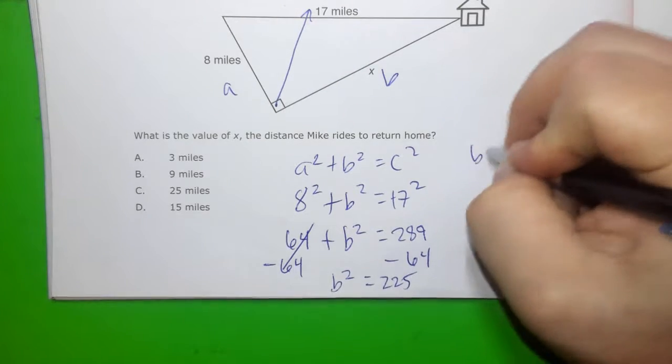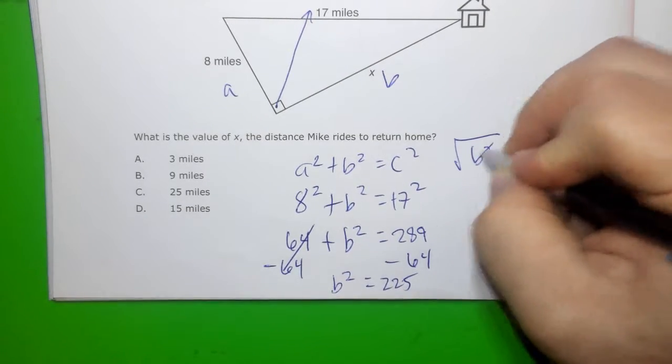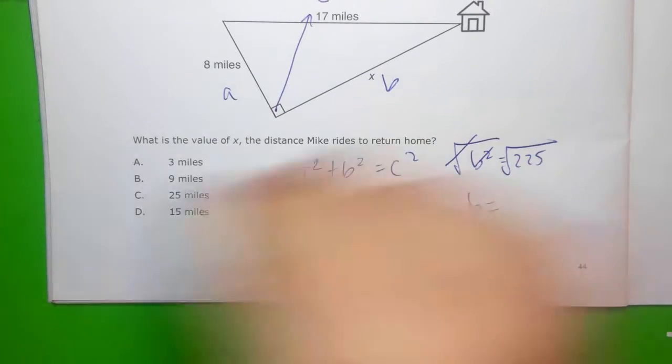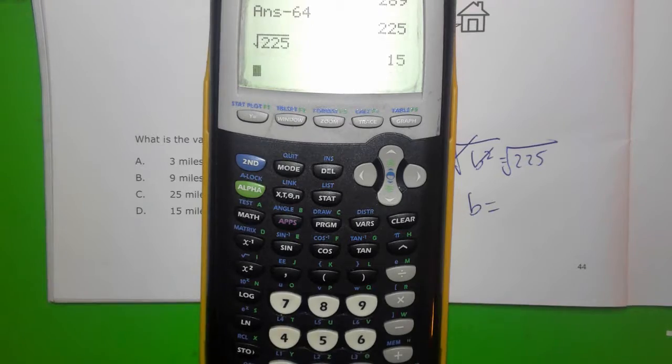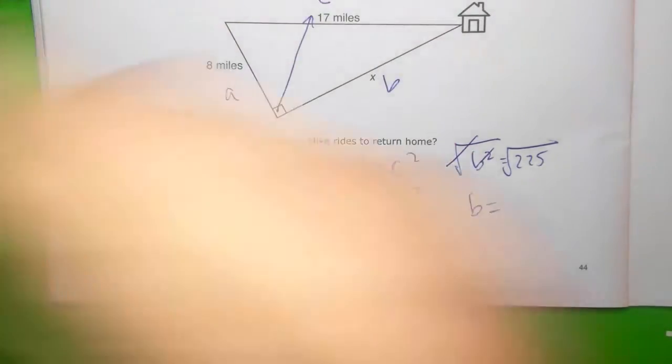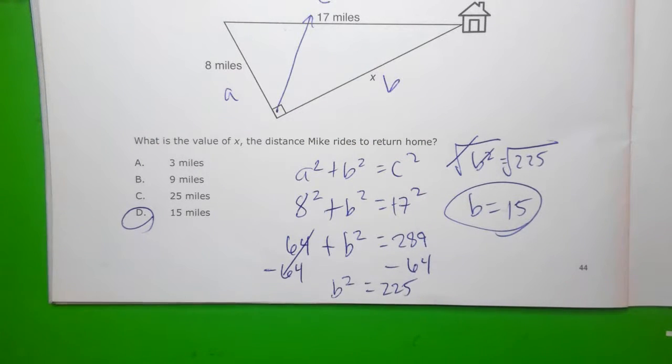I'm just going to write up here so I have more room. I'm going to square root both of them. Square gets rid of the square root, and the square root of 225 should be 15, which it is. So he rode 15 miles home.